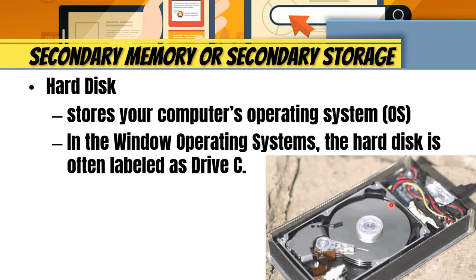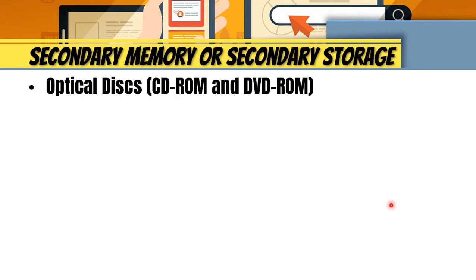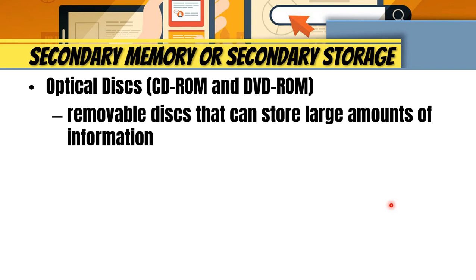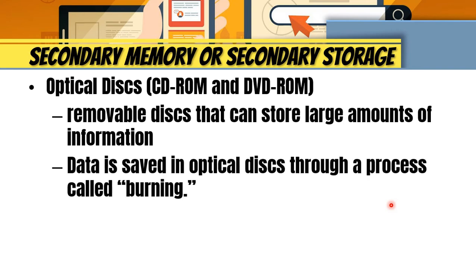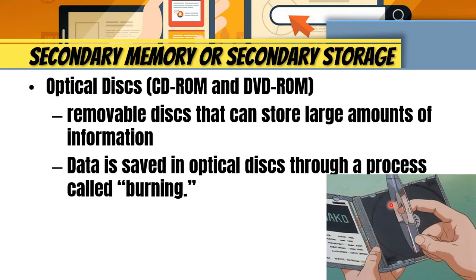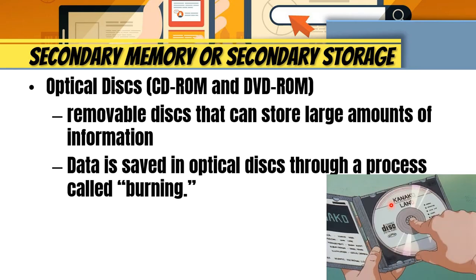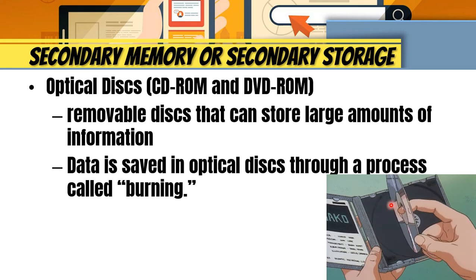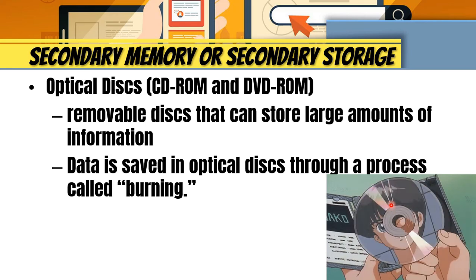Okay, so another secondary memory is the optical disk. I guess you are aware with this one, which is a removable disk that can store large amount of information. Some of them, yung CD, yung capacity ng CD kasi is 250 megabyte lang, while the DVD is 7 gigabyte. Okay, so this is known as the optical disc. Okay, yung tinatawag nating CD or DVD. Okay, so optical disc po siya.